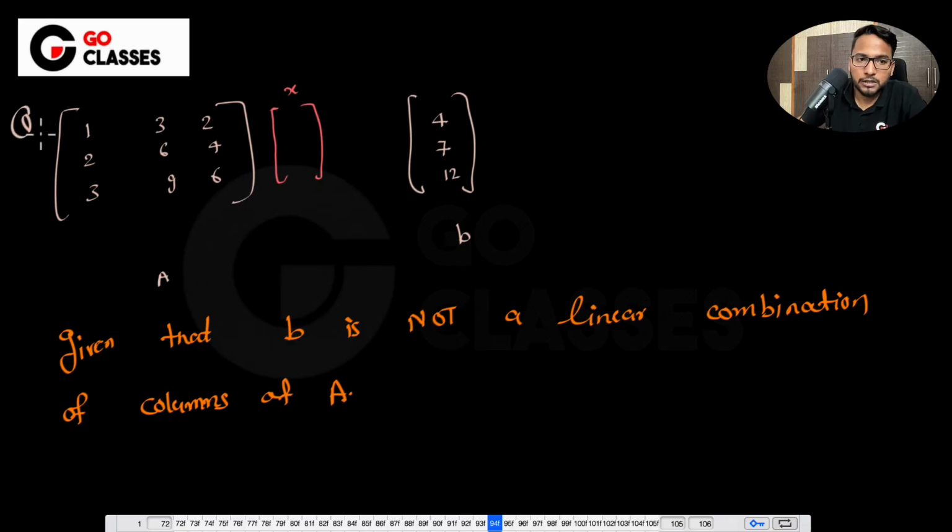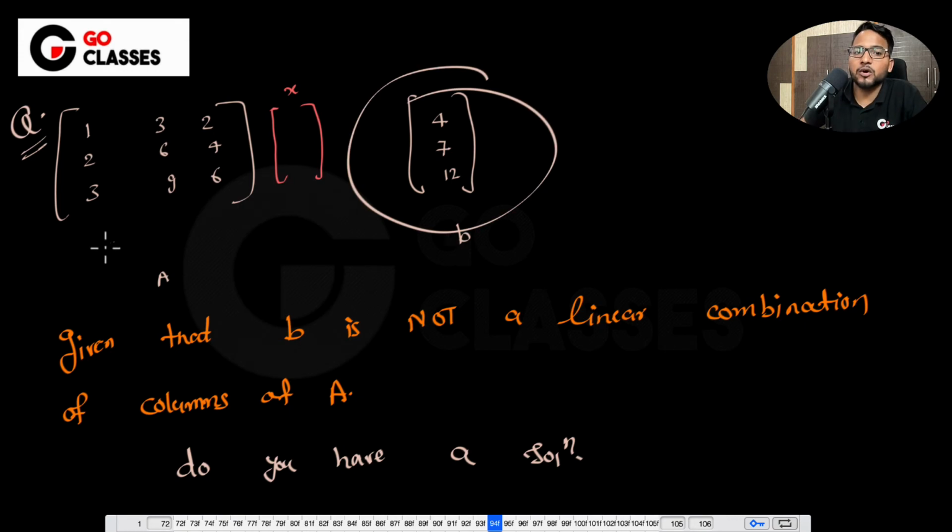This is the question. Now what they're asking is that do you have a solution? Which means that there is a solution, which means that X exists or not. Let's suppose this is the complete question that they have given to you. Then what do you think? See, if B is not a linear combination of columns of A, which means you cannot generate this B using these linear combinations, then obviously there is no X that exists such that you can get this B.